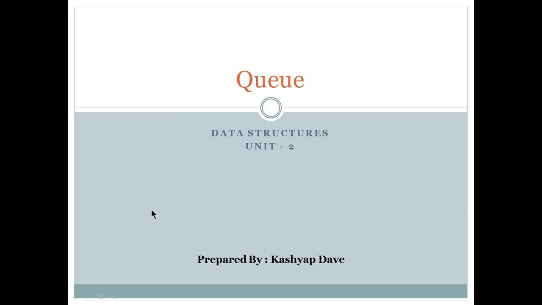In this video lecture we are going to learn about queue. In the previous video lecture we learned about simple queue. In this video we are going to learn about circular queue, double-ended queue and priority queues. So let's start with our simple queue.